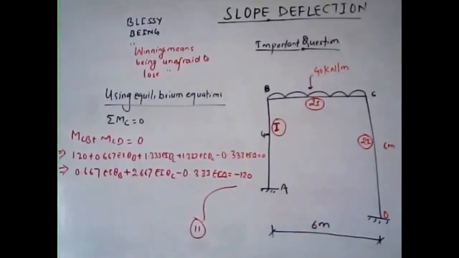Similarly, friends, using the equilibrium equations at joint C, that is summation of moments at joint C equals 0. So we have MCB plus MCD equals 0. So substituting MCB and MCD, we will obtain 0.667 EI theta B plus 2.667 EI theta C minus 0.333 EI del equals minus 120 as your equation number 2.